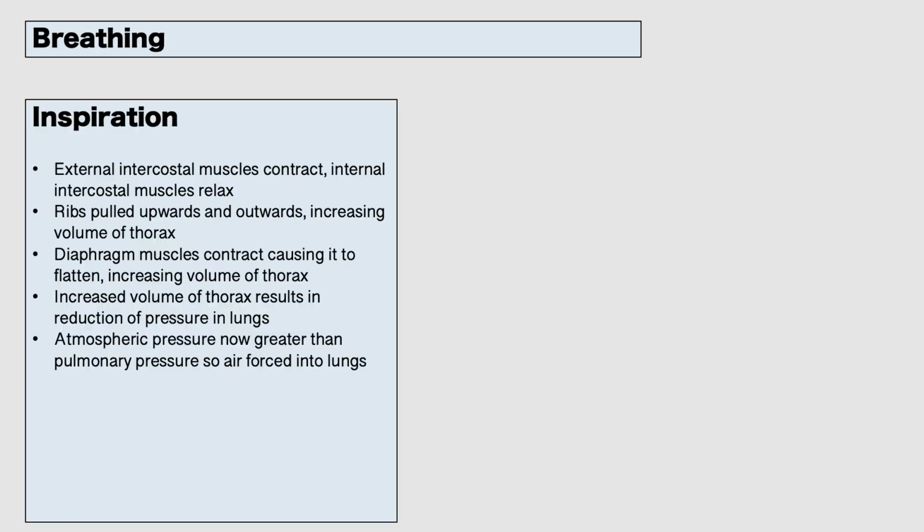The breathing movement is split up into inspiration and expiration. In inspiration, the external intercostal muscles contract and the internal intercostal muscles relax. The ribs are pulled upwards and outwards, increasing the volume of the thorax. The diaphragm muscles contract, causing it to flatten, increasing the volume of the thorax. The increased volume of the thorax results in reduction of pressure in the lungs, and the atmospheric pressure is now greater than the pulmonary pressure, so air is forced into the lungs.